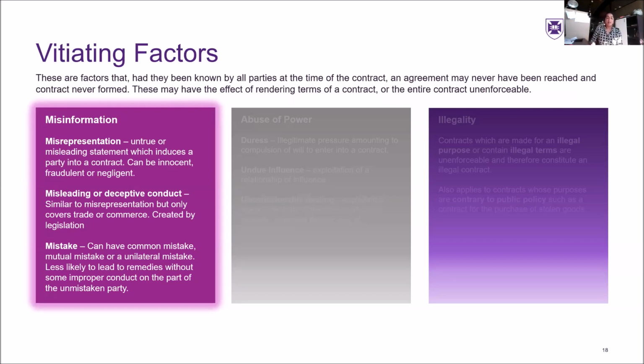It is less likely to get a remedy in this case, though, unless there is some sort of improper conduct on the unmistaken party. And when I say improper conduct, it could be sort of actively trying to stop the other party from finding out their mistake and continuing the contract on that basis.